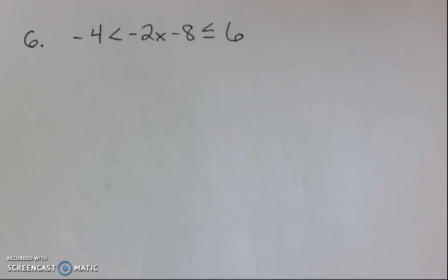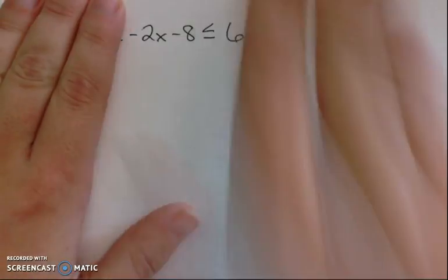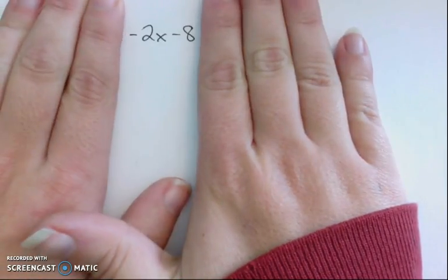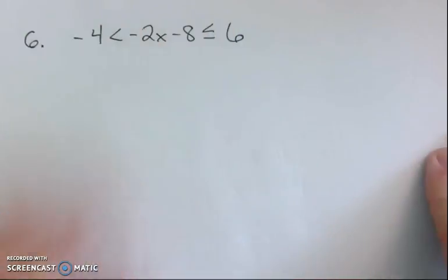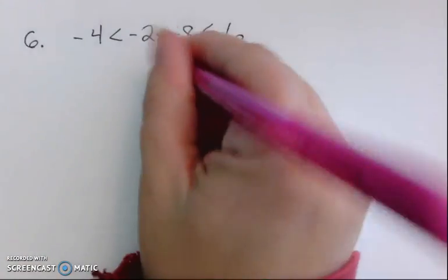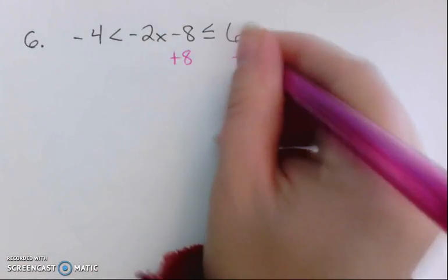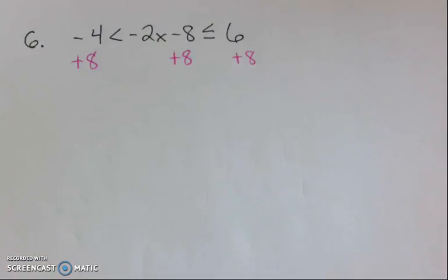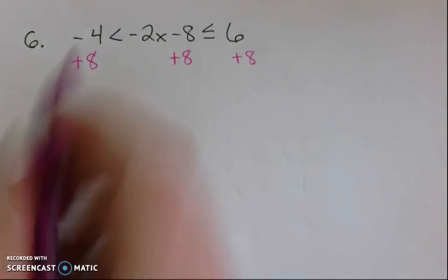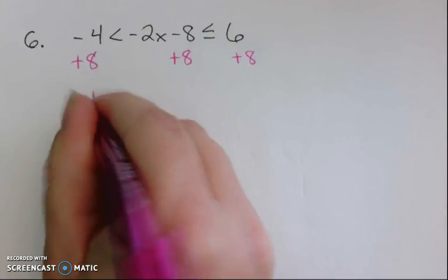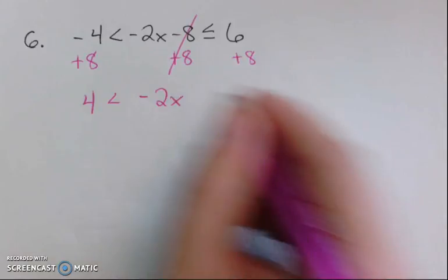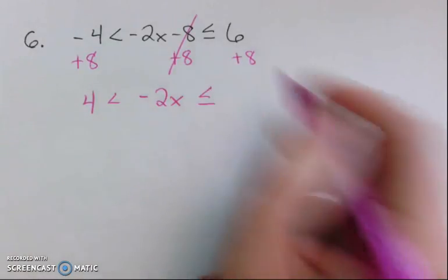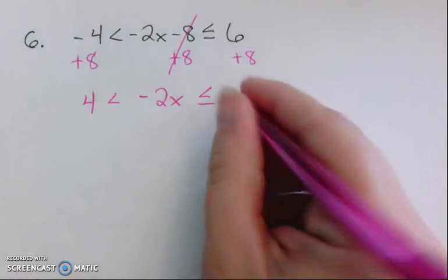All right, now we're going to jump into a more difficult problem, just so you're prepared for it. So just look at what's in the middle. We got to get x by itself. So it's -2 times x, then -8. We got to get rid of this -8 first by adding 8. We have to add 8 to both the right side and the left side. -4 plus 8 is +4. These 8's cancel, leaving -2x in the middle. And 6 plus 8 is 14.